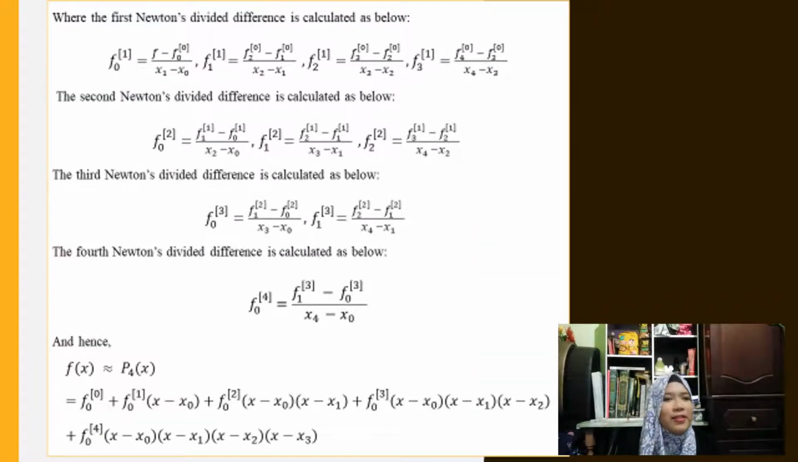As we can see, the first Newton divided difference is calculated as below, using this formula for the first calculation, where f[x0,x1] equals (f1 minus f0) divided by (x1 minus x0). f[x1,x2] equals (f2 minus f1) divided by (x2 minus x1). f[x2,x3] equals (f3 minus f2) divided by (x3 minus x2).